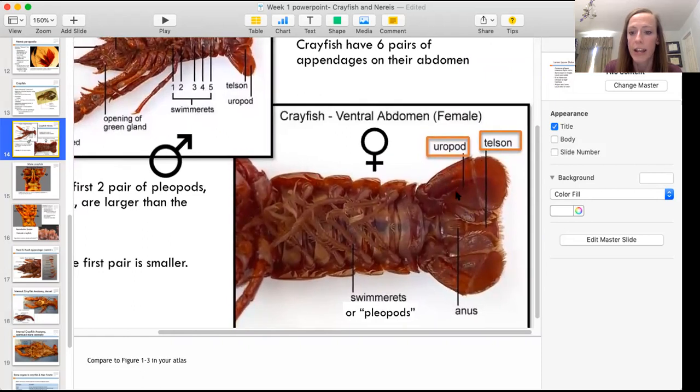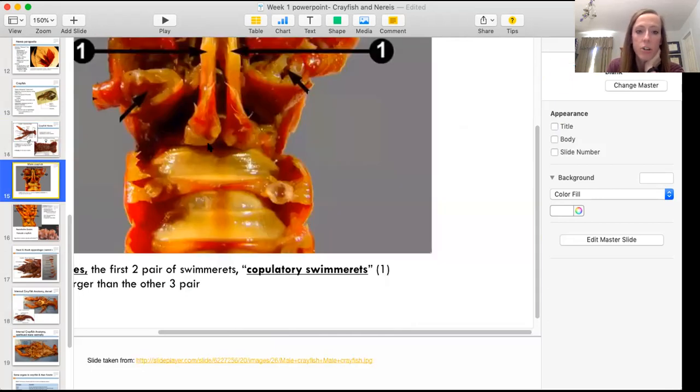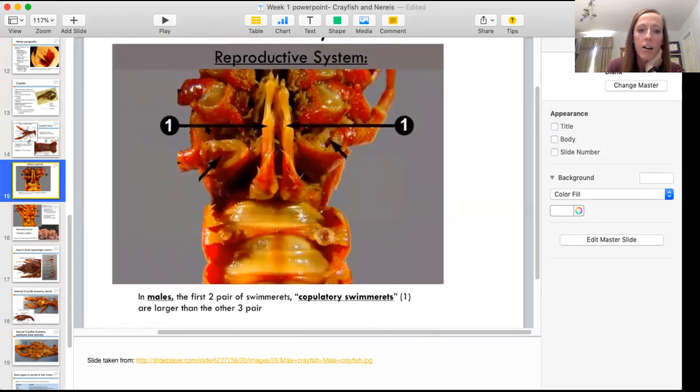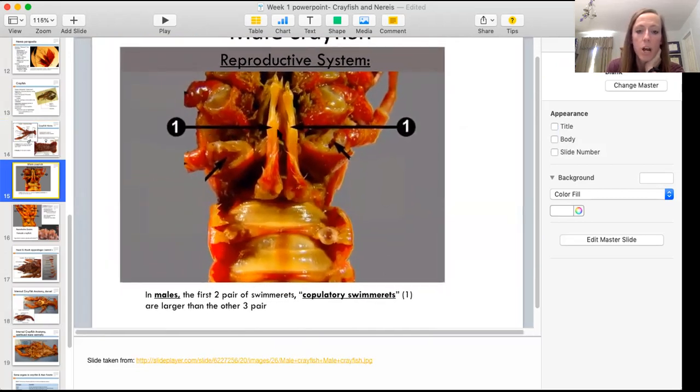So the uropod is present bilaterally. The telson is the very middle portion of the terminal end of the tail there. And then 1, 2, 3, 4, and you can't really see, but there's a 5th pair of pleopods or swimmerettes that's present on the abdomen. And this is, like I said, how you can tell the difference between a male and the female, because the male has, and I'll just flip to the next slide to show you this, the first 2 pair of swimmerettes or pleopods much larger than the rest. So you can see the picture's a little bit blown up.